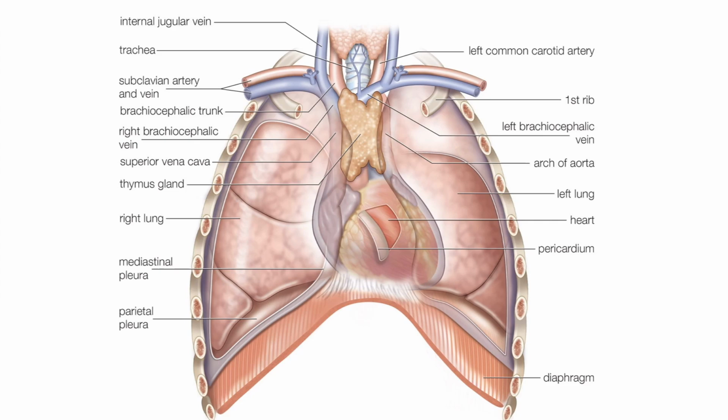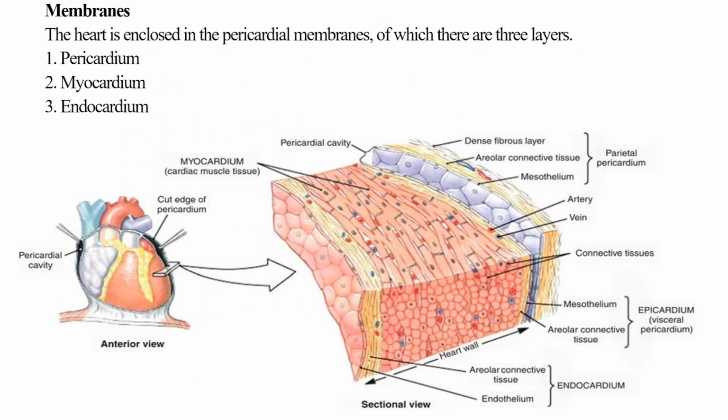Pericardium, you can see, is the outer layer of the heart. Myocardium, you can see, is the middle layer of the heart, and endocardium is the inner layer of the heart. So the membrane: the heart is enclosed in the pericardial membrane, of which the three layers are: first, the pericardium, which is the outermost layer; second, the myocardium, which is the middle layer; and finally, the innermost layer, the endocardium.